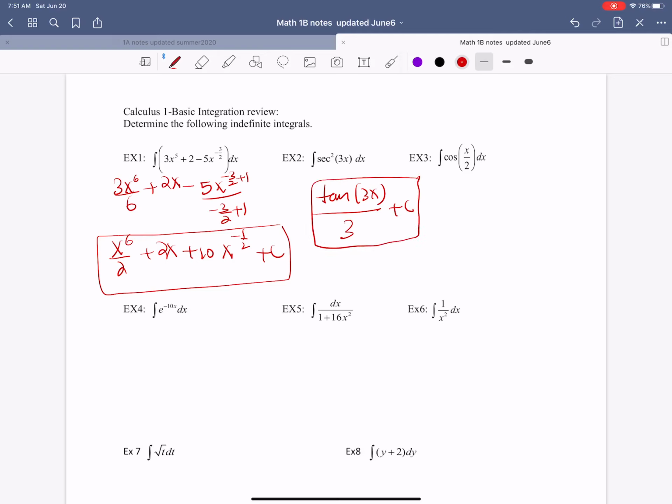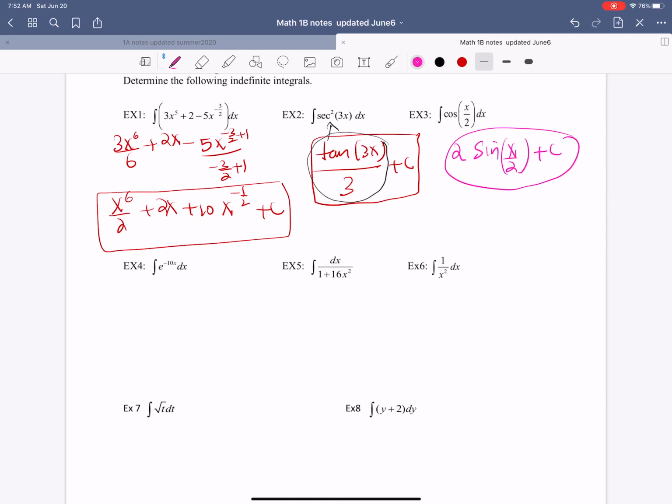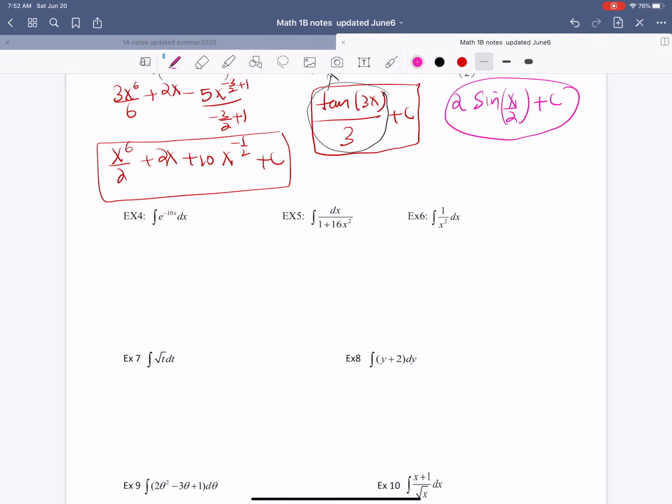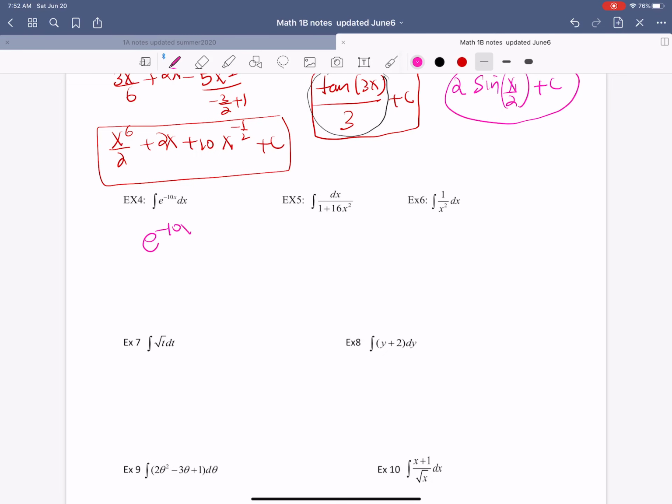Okay, next we are going to look at cosine x over 2. That would be sine x over 2 and then divide with 1/2, which is same thing as multiplying by 2. Don't forget to add a c because this is the general antiderivative. There's many functions whose antiderivative would be that. Okay, e to the power negative 10x dx, that would be e to the power negative 10x divided by negative 10 plus c.